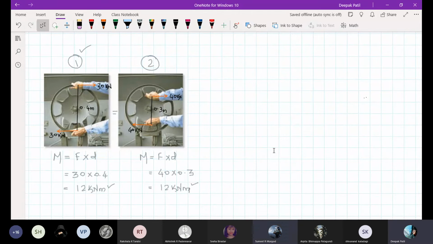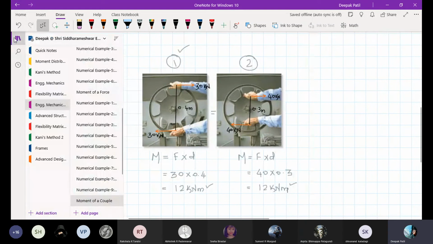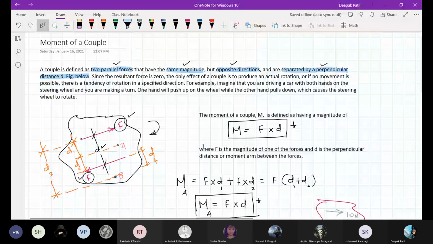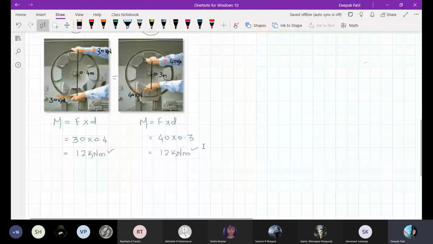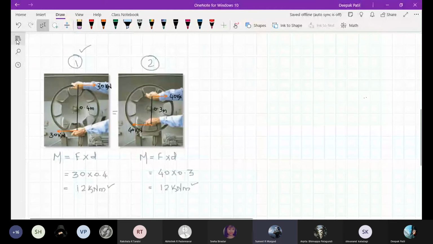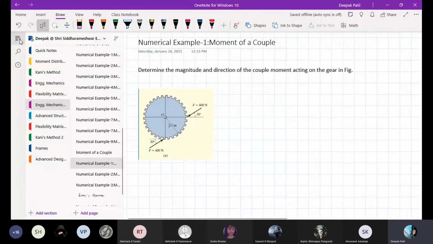Yes, sir. Okay, right. So any doubts you have in the moment of a couple? Any doubts? No, sir. Okay, right. So let us see one simple numerical example based on this.